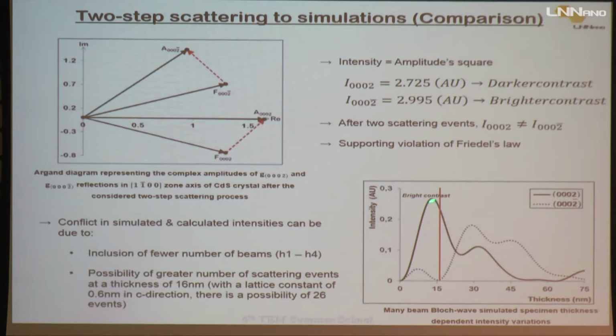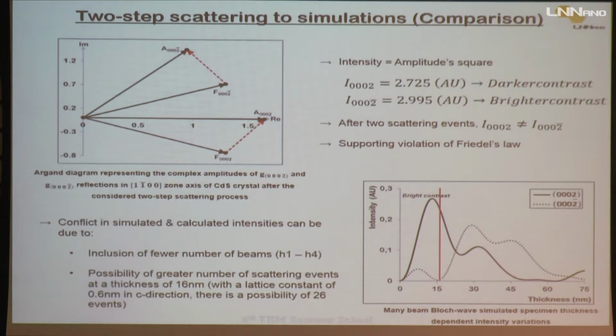This is the graph I showed you in the first slide of the polarity analysis. Here we see that the 002 beam has a brighter contrast and the 00 minus 2 has a darker contrast. But from my calculation, I got the reverse: this one is darker and this is brighter. The reason may be that I included only 4 beams at the end of layer 1, but in a zone axis we can have more than 4 beams. If I include all the beams and calculate the intensity, maybe I can get something like this.